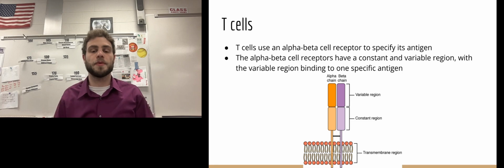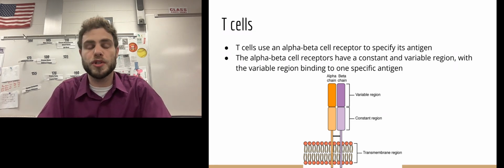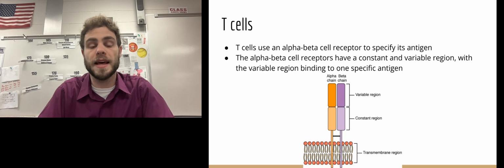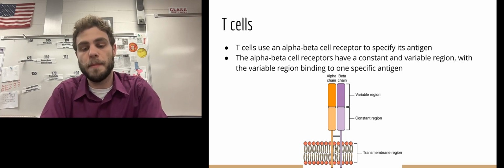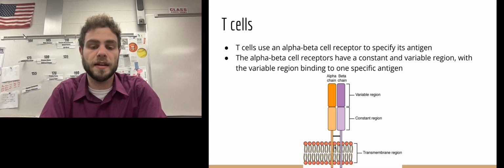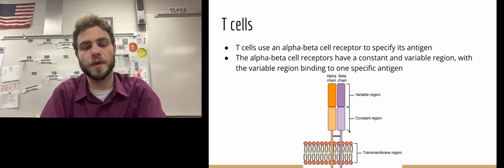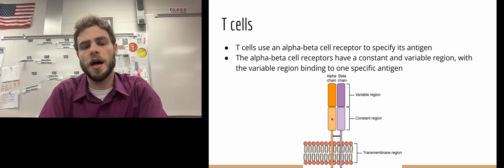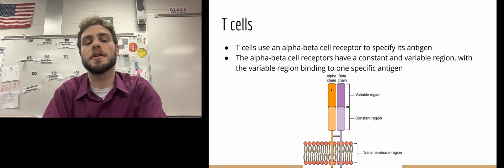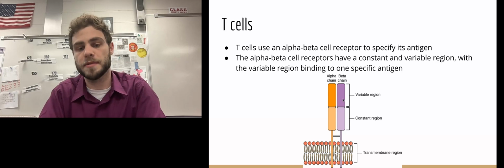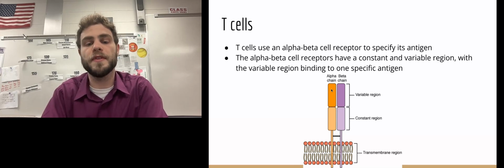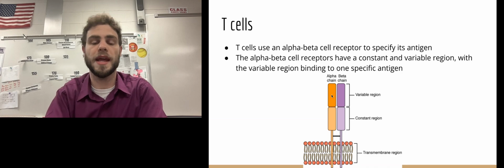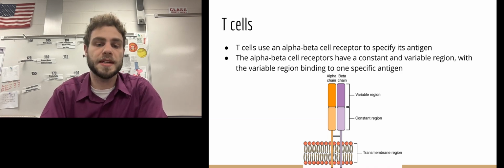So T cells use what's called alpha beta cell receptors to specify which antigen they're going to be set out for. And so you can see here, this is going to be the membrane. They're going to have this transmembrane protein that they are anchored to. Both the alpha in orange and the beta in purple here have this constant region. So these are proteins here, so a sequence of amino acids that are generally the same between all T cells, but then each T cell is going to have a different variable region, sometimes mostly in the alpha chain, sometimes in the beta chain, sometimes both. But this variable region is what's going to be very specific to the one antigen that they're able to recognize and attack.